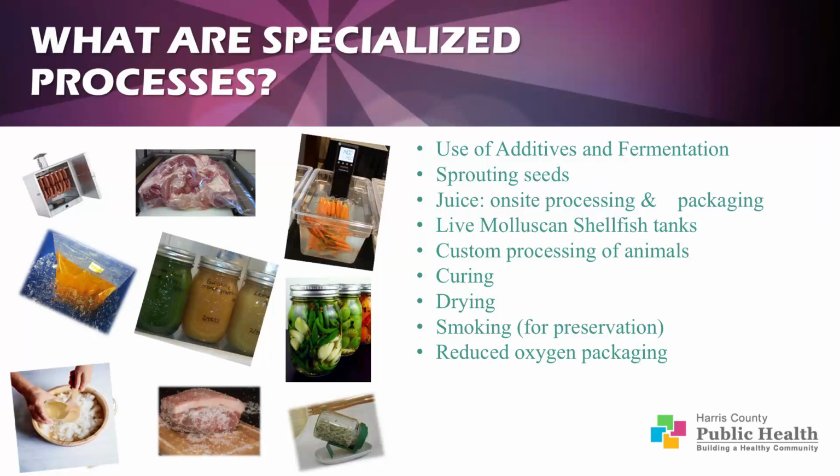Some of these processes are sprouting seeds, juice, on-site processing and packaging, live molluscan shellfish tanks, custom processing of wild game animals, curing, drying, smoking for preservation, and reduced oxygen packaging. These processes are typically seen at the commercial manufacturing level, where they have really high-tech monitoring equipment that is designed to help in tracking and preventing these bacteria.